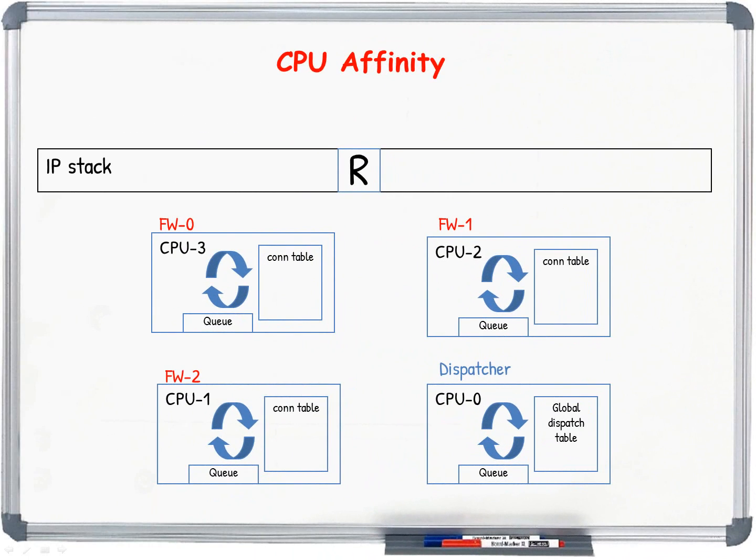Okay, next thing we're going to talk about is Core Affinity. What does Core Affinity mean? Core Affinity in essence means we unbind and rebind instances and the dispatcher to different cores. Let's take a look here. Here I have a 4 core system. I have CPU 0, 1, 2, and 3. CPU 0 is running the dispatcher, CPU 1 is running Firewall Worker 2, CPU 2 is running Firewall Worker 1, and CPU 3 is running Firewall Worker 0.